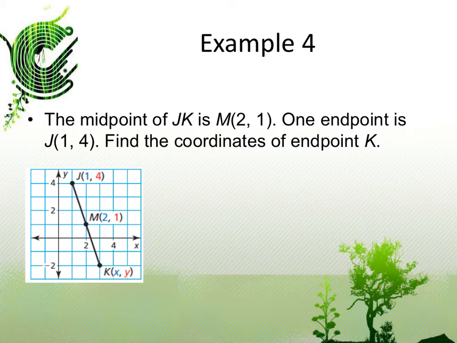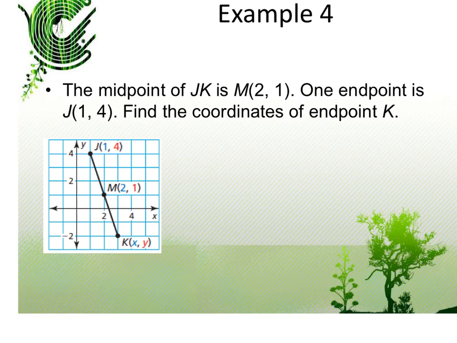Okay, so notice in my picture here, they've given me J's endpoint coordinates. They gave us the midpoint. We need to find K's coordinates. Now, if it's on a coordinate plane, you could figure out what this ordered pair is. If you count 1, 2, 3, and then go down 1, 2, this is actually the ordered pair 3, negative 2.